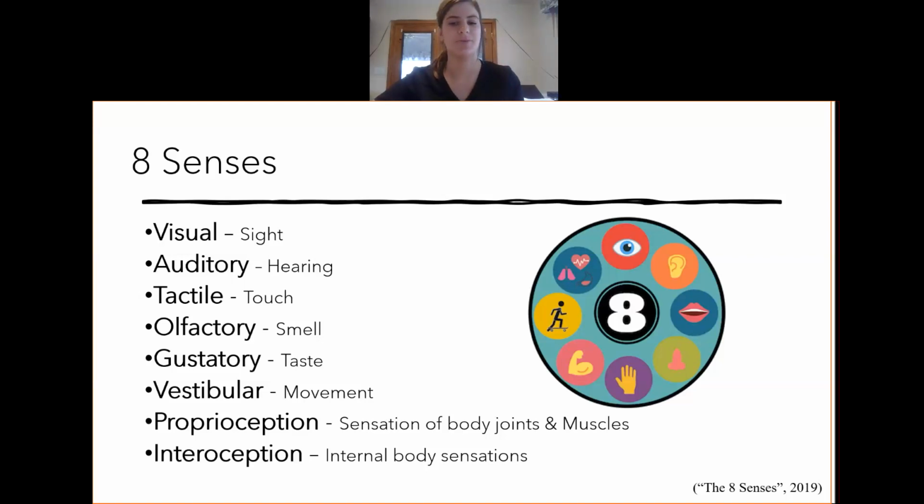Lastly is interoception. This is the ability to identify internal body sensations. For example, you can identify when you're hungry because you can feel that your stomach is empty. Or you can tell that you're anxious because you can feel your heart rate increase.